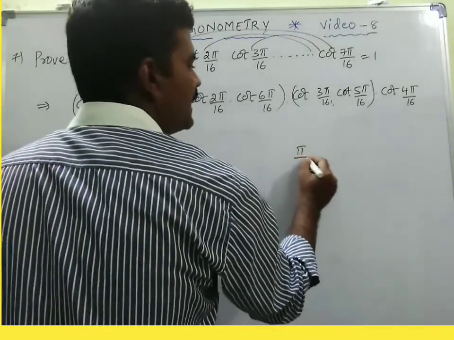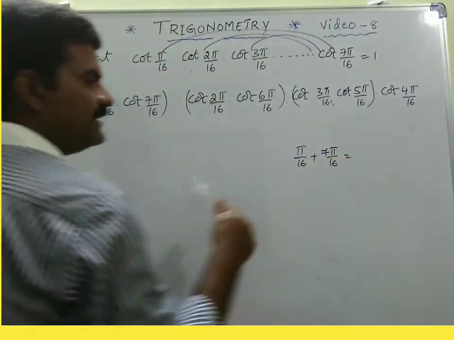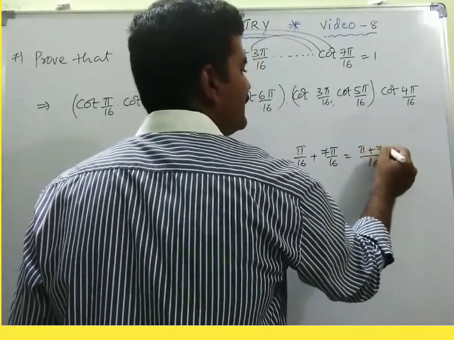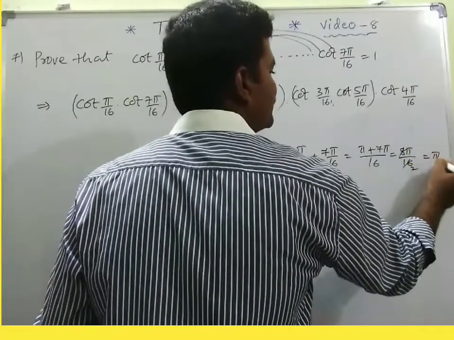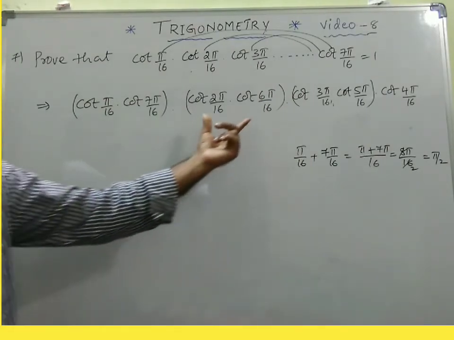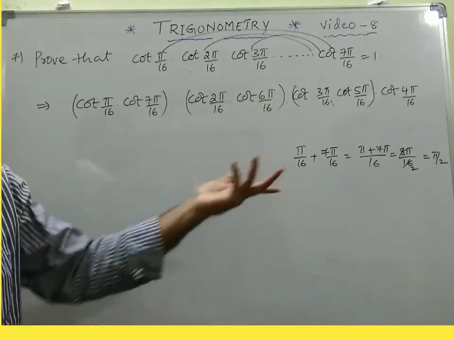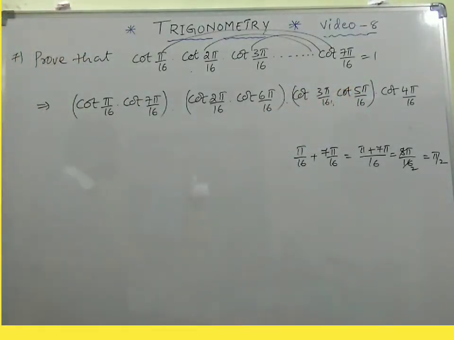This is the sum of the angles, pi by 16 plus 7 pi by 16. LCM is 16, so this is pi plus 7 pi, finally 8 pi by 16, which is equal to pi by 2, isn't it? The sum of the angles is nothing but pi by 2. Similarly, if you add these two also, 2 pi plus 6 pi, 8 pi by 16, which is again pi by 2, and 3 pi plus 5 pi, again 8 pi by 16, which is equal to pi by 2. I mean the sum of the angles is 90.